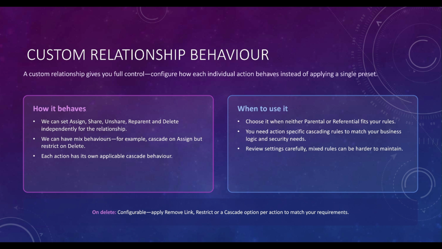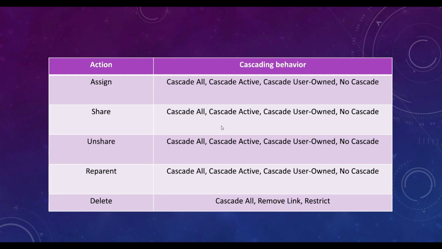And the final relationship behavior is custom relationship behavior. A custom relationship gives you full control, to configure how each individual action behaves instead of applying a single preset. We can set assign, share, unshare, reparent, and delete independently for the relationship. We can have mixed behaviors, for example, cascade on assign but restrict on delete. Each action has its own applicable cascade behavior. In my next slide, I have shown what are the different cascading behaviors applicable for each action.